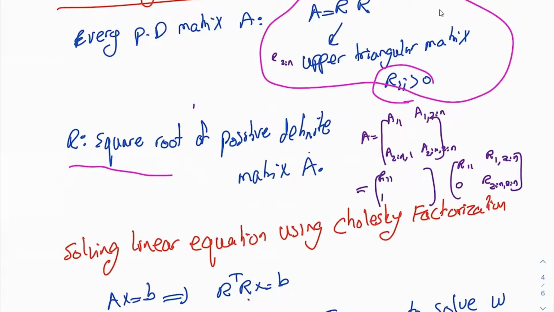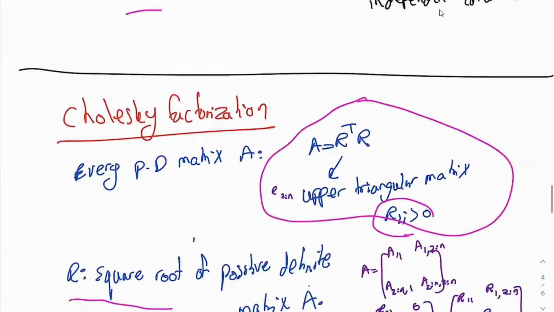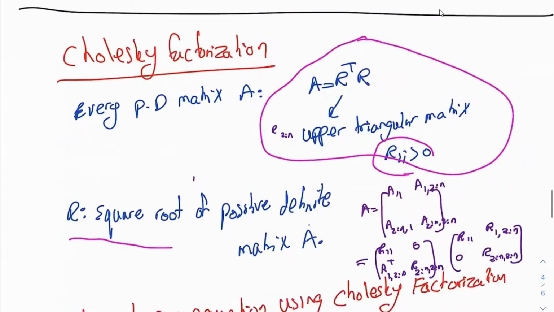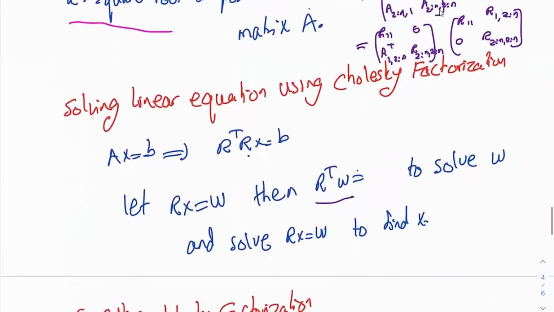So it's going to become R11, R12 to n transpose, 0, or 2 to n, 2 to n, right? So that's what this one says. We get to see how to calculate the Cholesky factorization of a matrix, right? But before that, let's see how to solve a system of linear equations using Cholesky factorization.